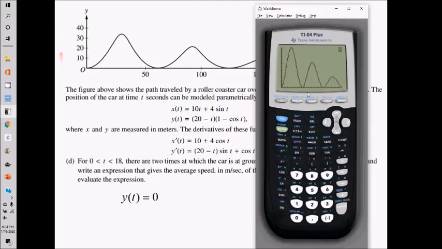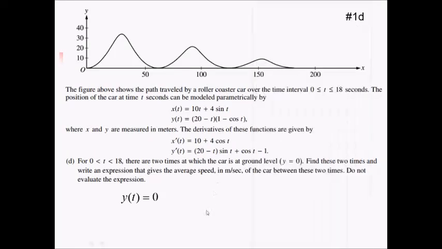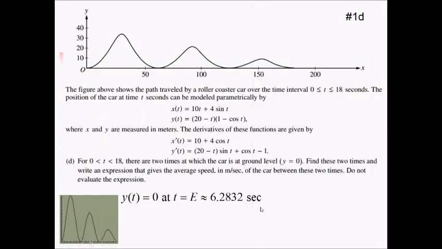So let me do second trace zeros, and my left bound, let me roller coaster over here to the left. So we've got this spot here, we've got a little bit to the right over here, and press enter again, giving us 6.2832. I guess you could just make it 6.283 and round it off. I'm going to call that E, and that's in seconds. And I'm not actually going to bother storing it on my calculator because I don't actually need to evaluate anything. I just need to set up an expression for the average speed.